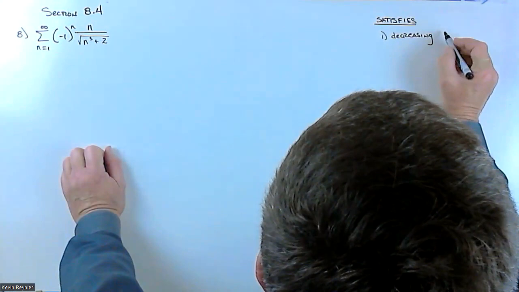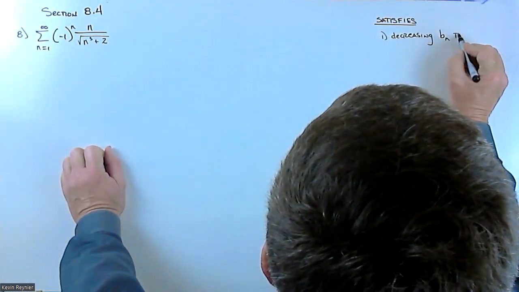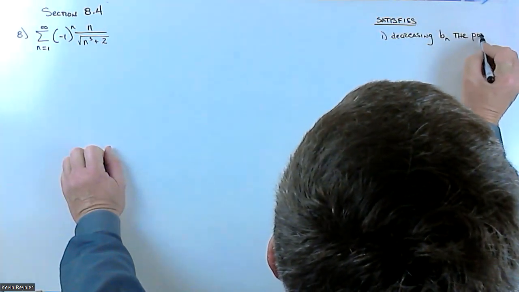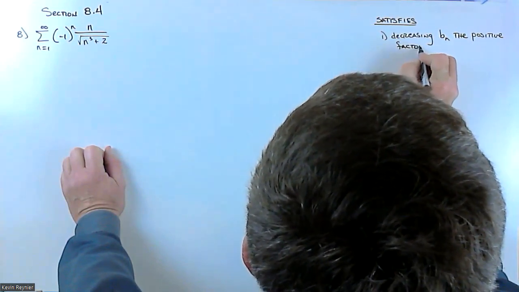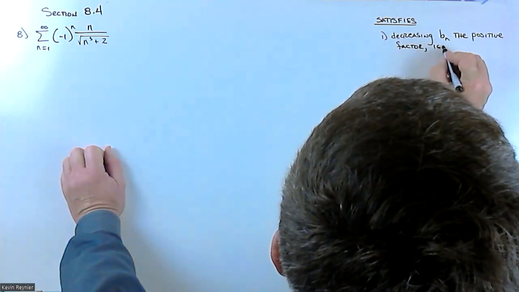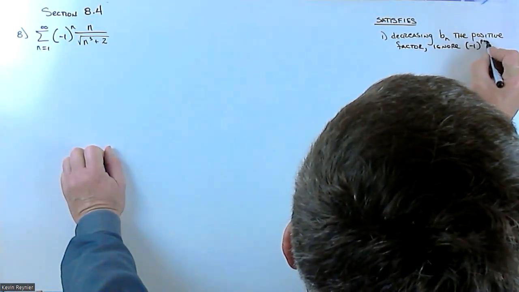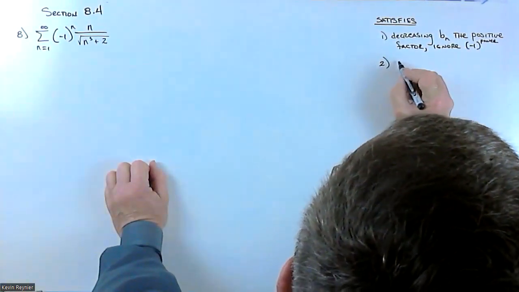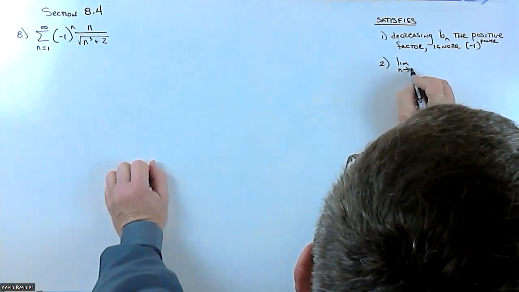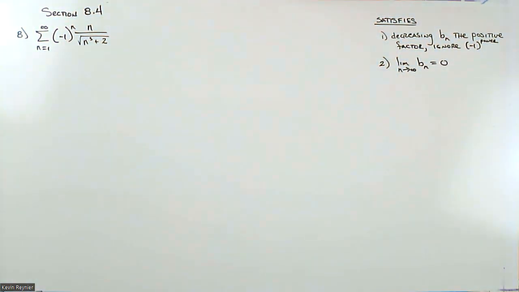and by decreasing, we mean b sub n, the positive factor. In other words, we ignore the (-1) to the power. That has nothing to do with showing it's decreasing. So we have to show it's decreasing. And then 2, we've got to show that the limit as n goes to infinity of b sub n equals 0. That's it. That's the whole thing.